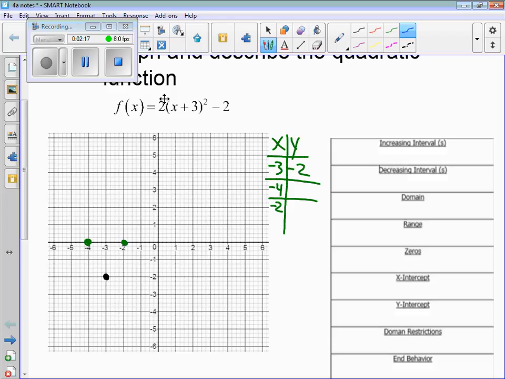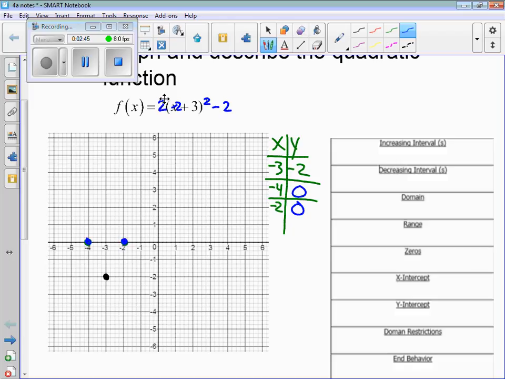Original function. So we have negative 4. If I put negative 4 in for x, plus 3, you get negative 1. Square it, you get 1. Times 2 is 2. Minus 2, you get 0. And let's put in negative 2. Negative 2 plus 3 is 1. 1 squared is 1. Times 2 is 2. Subtract 2 is 0. There are your points. So there's multiple ways to get the same problem.